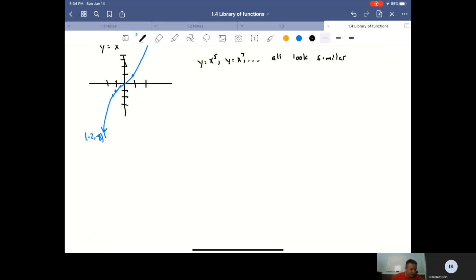Next graph, let's take y equals the square root of x. We've actually played around with that graph already. So 0, 0's on there. Again, 1, 1's on there. If x equals 4, the square root of 4 is 2. So 4, 2 is on there. So y equals the square root of x is actually going to look something similar to that. Similar shaped.